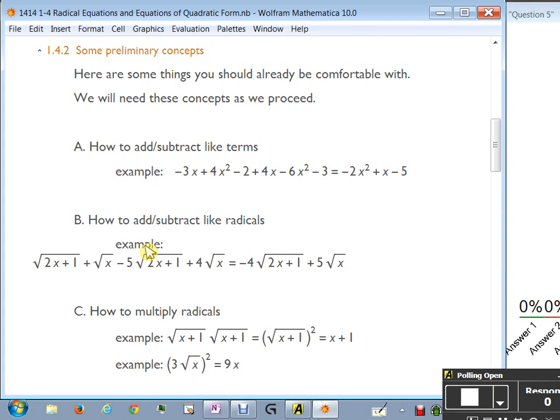You need to know how to add and subtract like terms, right? Negative 3x plus 4x squared minus 2 plus 4x minus 6x squared minus 3. You collect all the numbers together, you collect all the x terms together, you collect all the x squared terms together, right? And you group them up. Everyone should be comfortable with that.